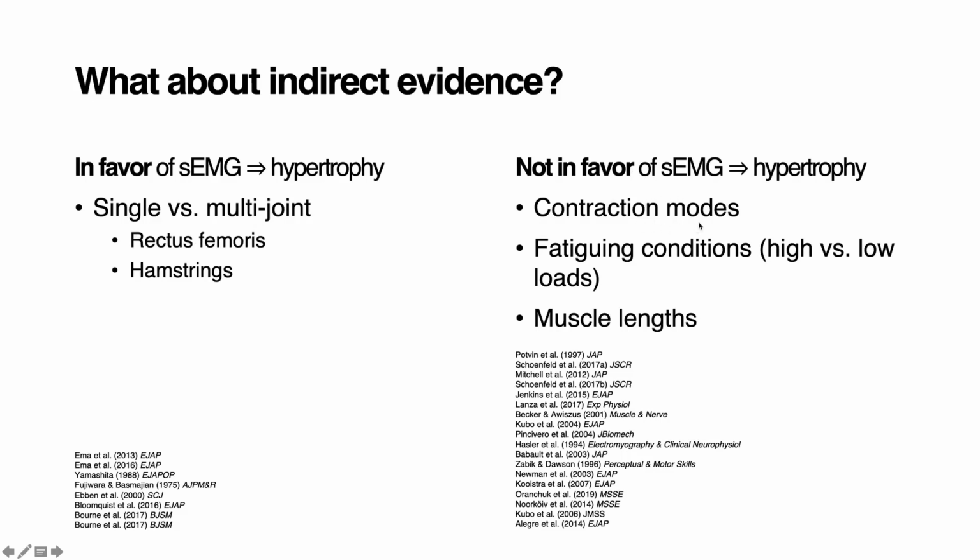There's also quite a bit of evidence not in favor of surface EMG implying hypertrophy, though. For example, across contraction modes, eccentric versus concentric, and fatiguing conditions, so high load versus low load. High loads typically have greater surface EMG amplitudes, but you see similar hypertrophy. And also across muscle lengths. There are some studies on quadriceps EMG. It's not very reliable across the entire range of motion, but you tend to see greater growth at longer muscle lengths for the quadriceps.